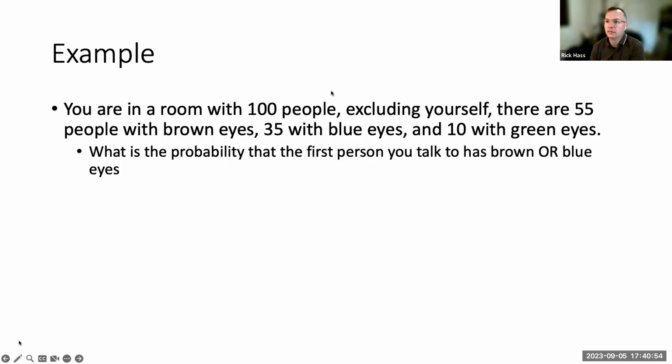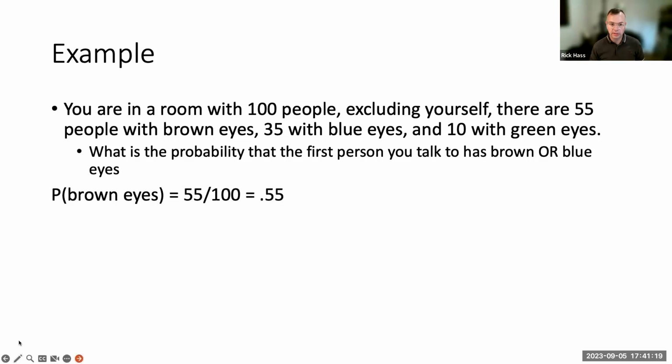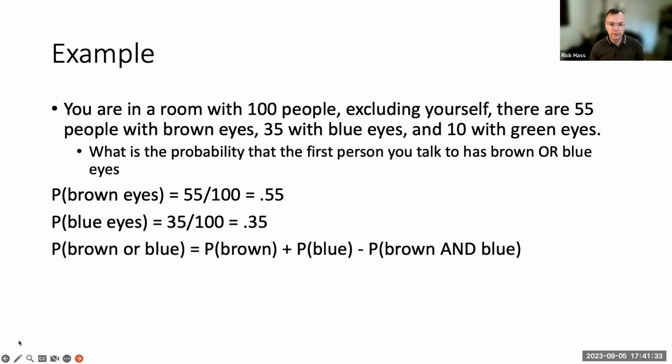Anybody want to take a stab at it? Yeah, it's 90, because it'd be the summation of 55 plus 35. Right, but what do you want to do with that 90? The 90 isn't technically 90%. Right, probability. So you've got to divide 90 by 100 to get 0.9, which you can then turn into a percentage. That's correct. So the probability that somebody has brown eyes, or the proportion of brown-eyed folks, is 0.55 or 55%. Blue-eyed folks is 35, or 0.35, or 35%.